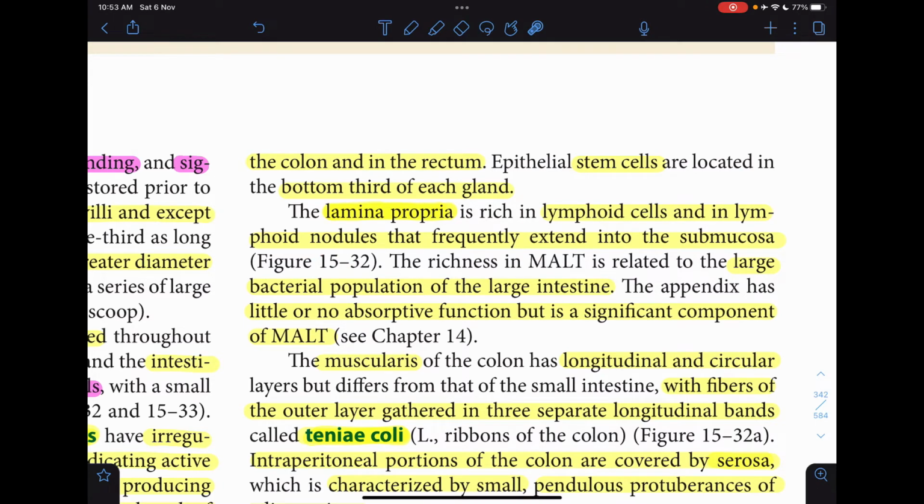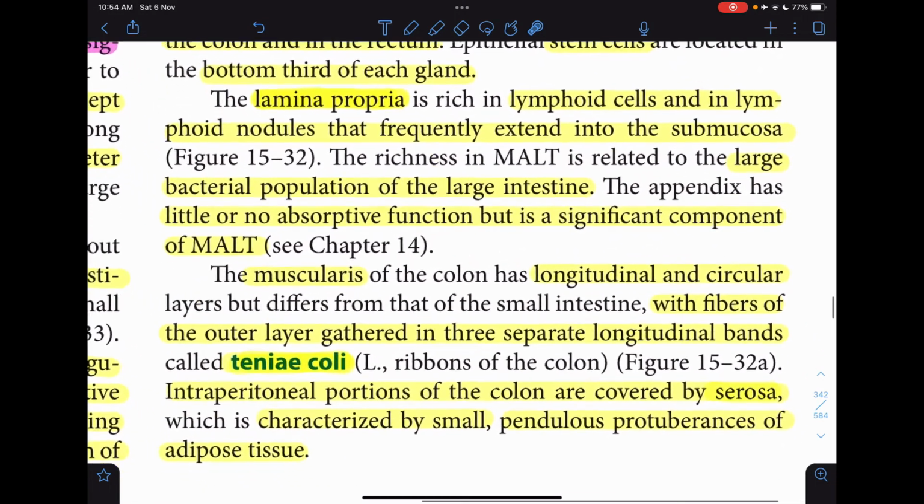the submucosa. The richness in MALT is related to the large bacterial population of the large intestine, and the appendix has little or no absorptive function but is a significant component of MALT. The appendix actually has no significance in the body. يعني هاي الزايدة اللي احنا نعرفها I think اسمها الزايدة الدودية, واستئصالها is easy وما فيها أي ضرر once it's removed من the body.